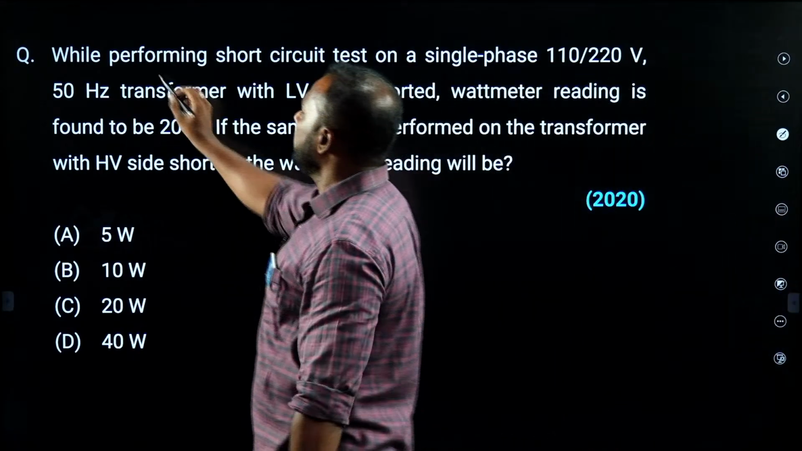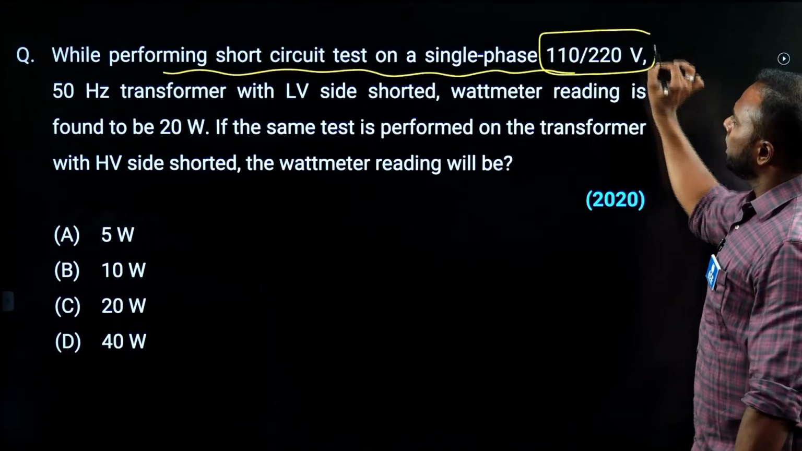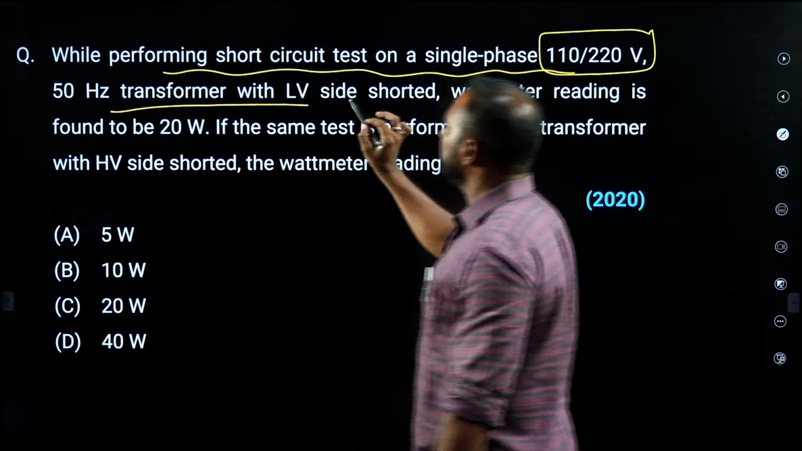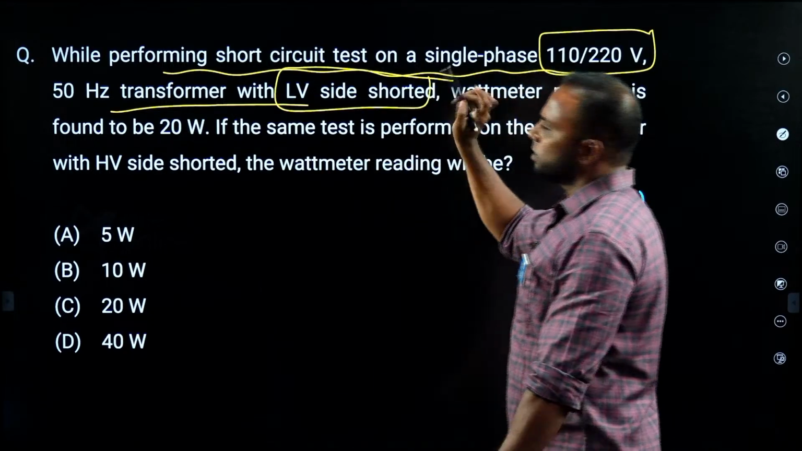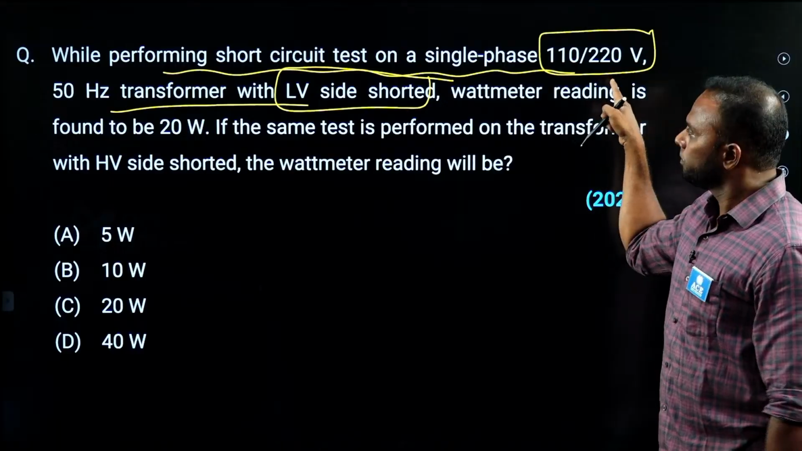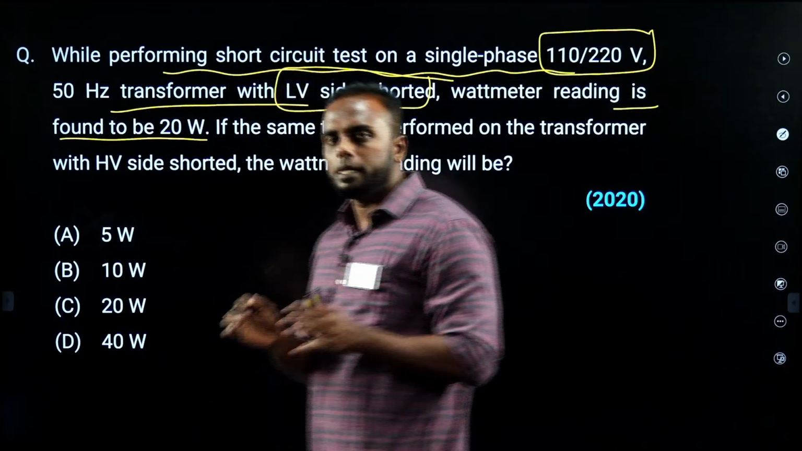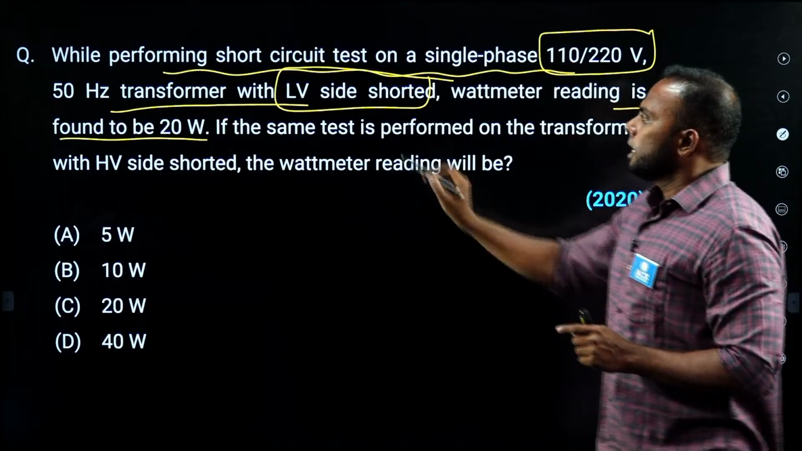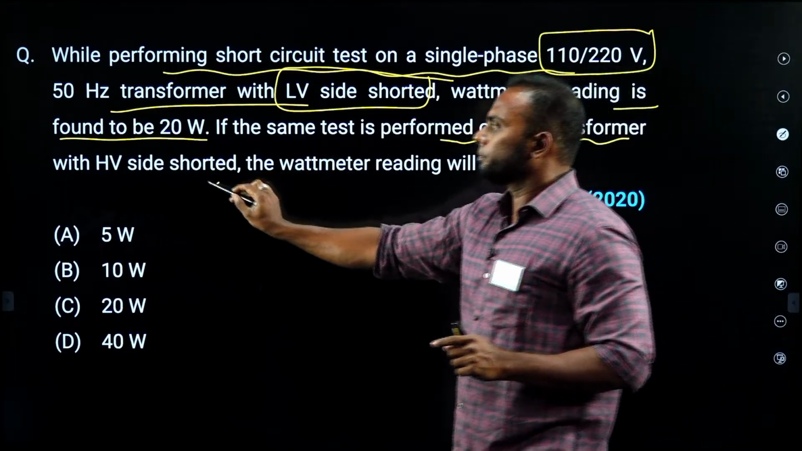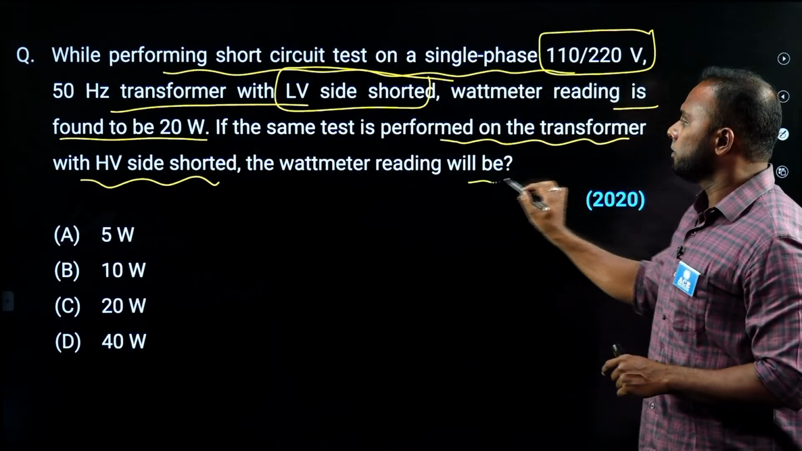See, while performing a short circuit test on a single phase 110 by 220 volt 50 hertz transformer with the LV side shorted, the short circuit test is performed with LV shorted and HV side supply given. Then the wattmeter reading is found to be 20 watts. If the same test is performed on the transformer with the HV side shorted now, as HV is shorted, then the wattmeter reading will be dash.